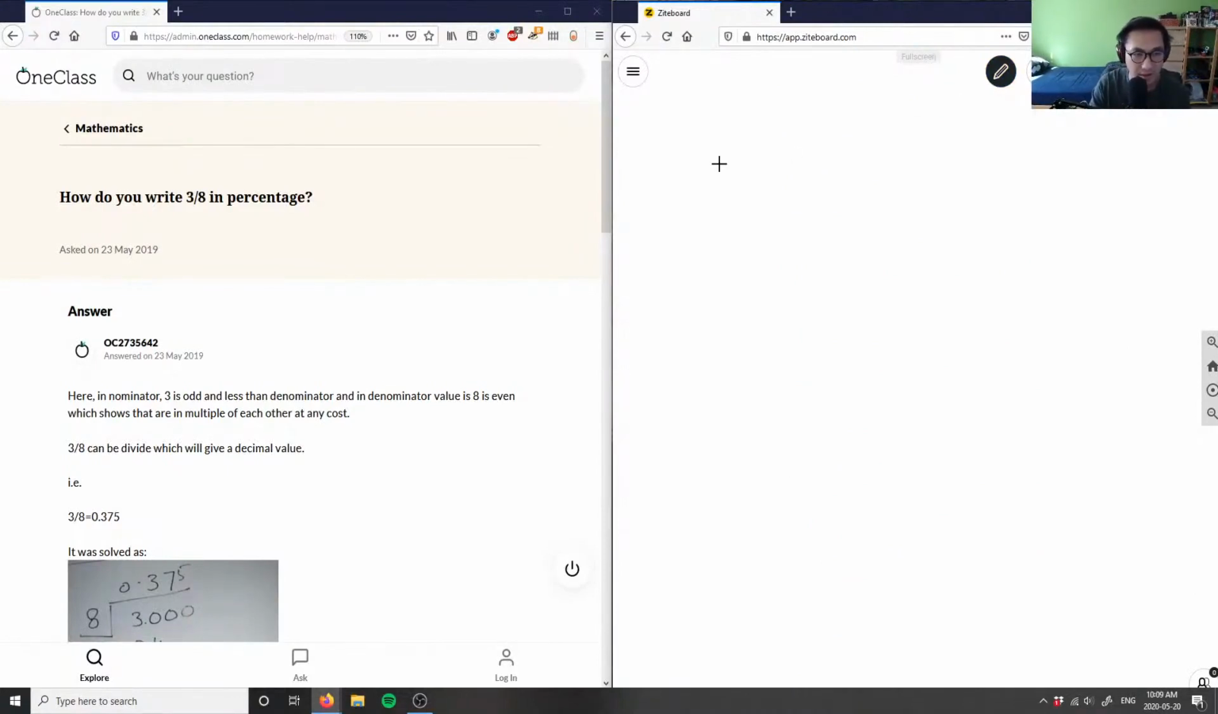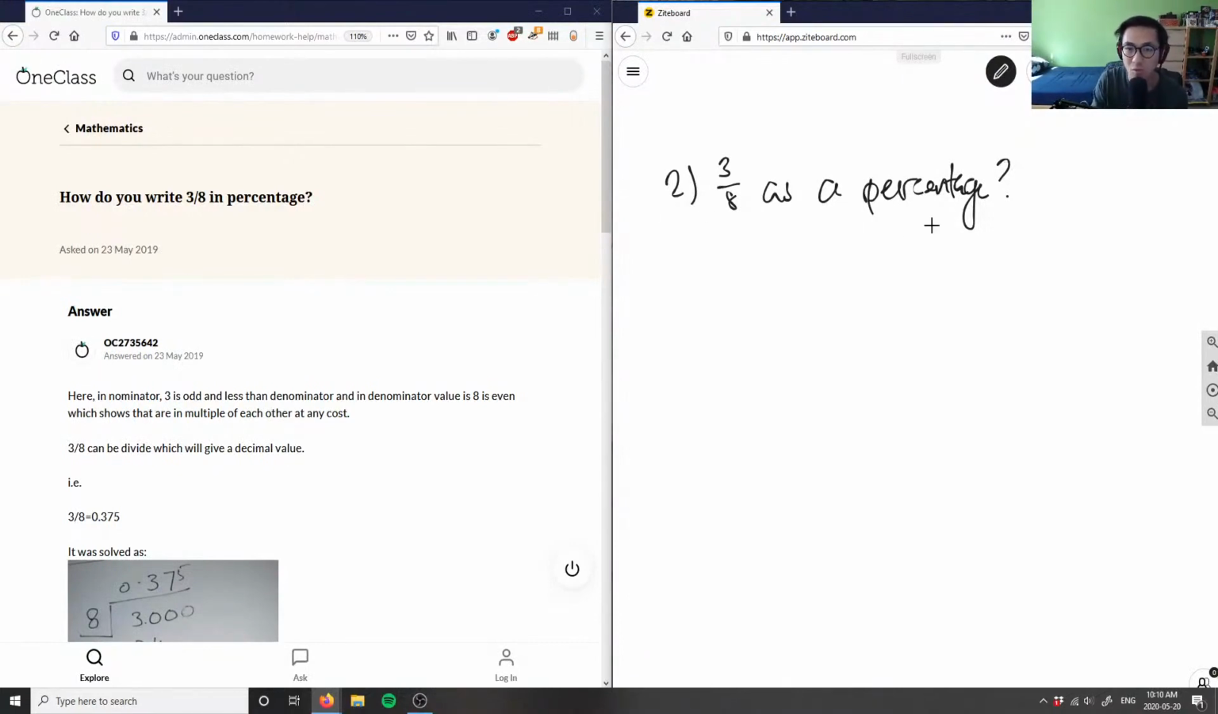Number 2, how do you write 3/8 in percentages? So I want 3/8 as a percent. So when we look at percentages, what do we have to do? Well, we can either multiply it by 100, or we can convert it to a decimal first. It's honestly up to you as to how to figure out this answer.